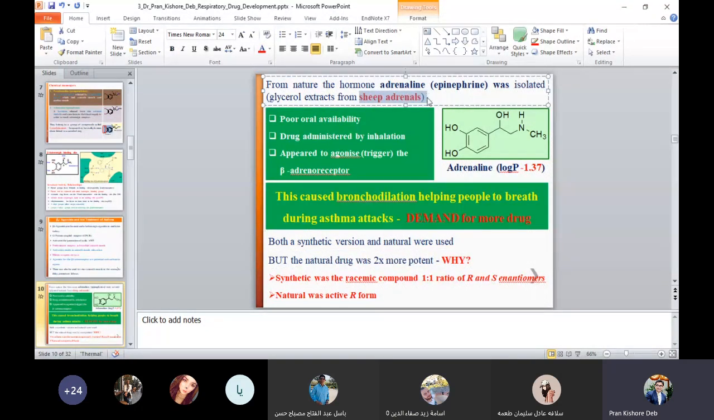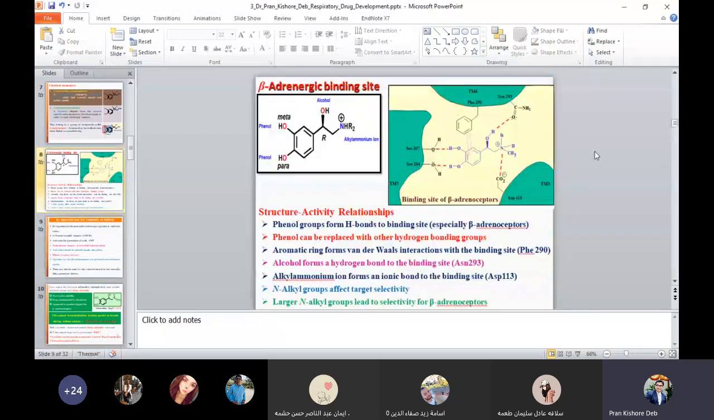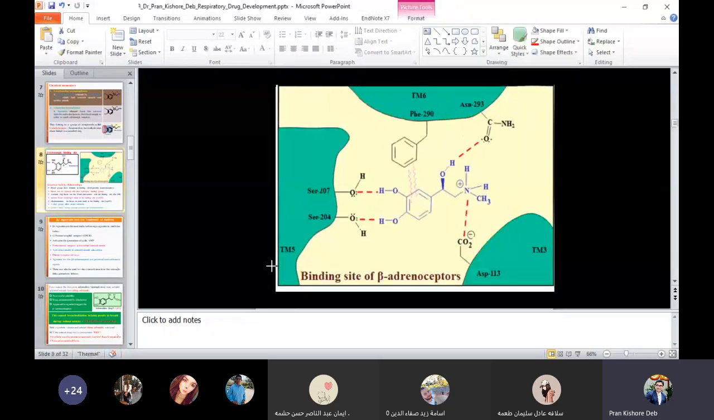Now the question is why. What is the natural here? Now you see the story starts from here. If you understood the previous slide, the natural is the R form, whereas the synthetic form was found to be a racemic mixture of R and S. So what does it mean, R and S? Because if you remember, the potency depends on the hydrogen bonding of this OH group, the alcoholic OH group.